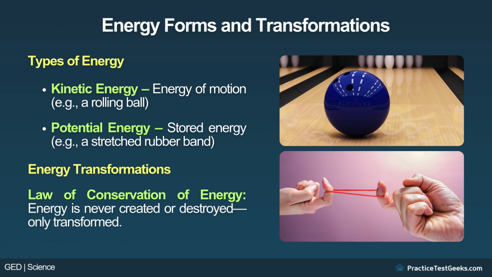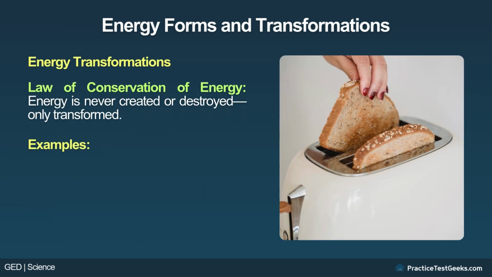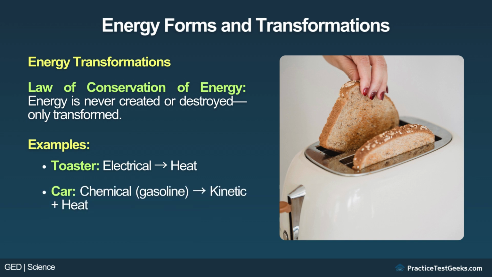Energy transformations. The law of conservation of energy states that energy is never created or destroyed. It can only change from one form to another. Here are some examples you might see on the GED. A toaster changes electrical energy into heat energy. A car engine changes chemical energy from gasoline into both kinetic energy for movement and heat energy. A solar panel changes light energy from the sun into electrical energy.